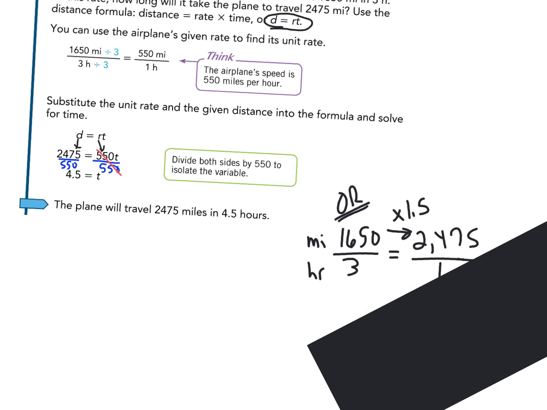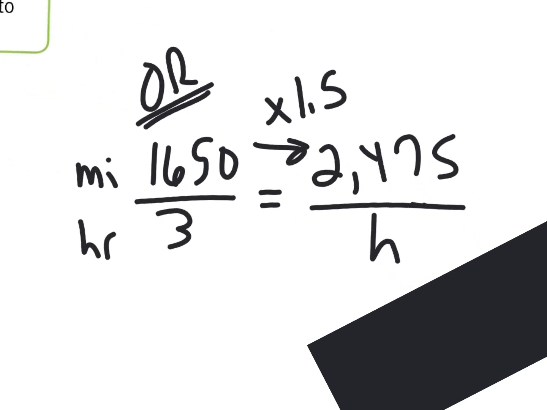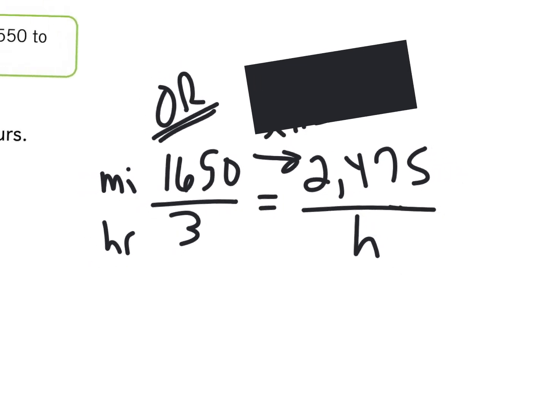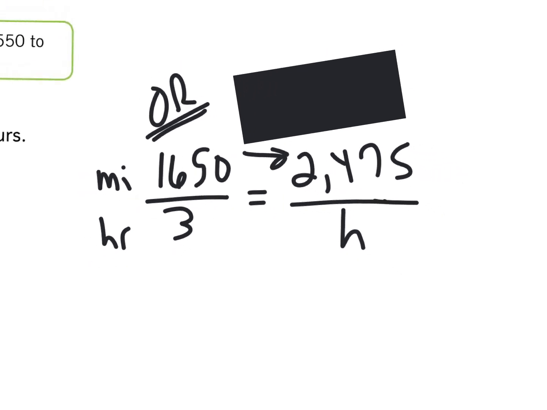Another way you could do this, once again, would be to do a proportion. And so you could say 1,650 miles in 3 hours. And this is a good idea, showing the units next to these, equals 2,475 miles in H hours.